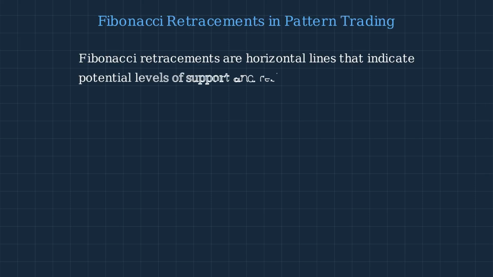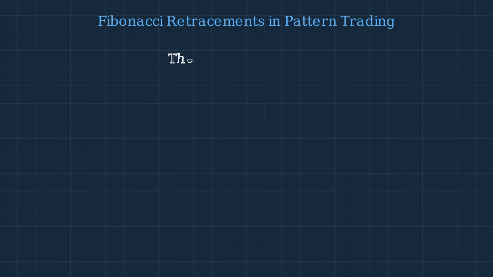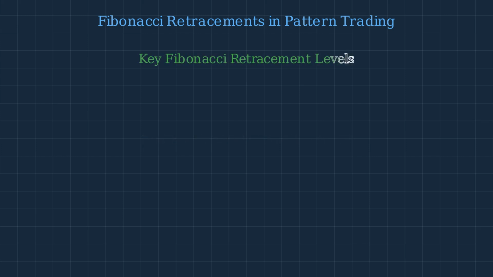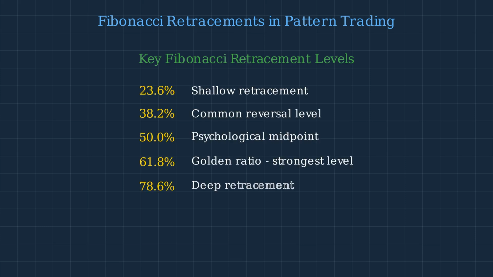Fibonacci retracements identify potential support and resistance levels where price patterns often form. The Fibonacci sequence starts with 1 and 1, where each subsequent number is the sum of the two previous numbers. This mathematical relationship forms the basis for powerful market analysis tools. The most important Fibonacci retracement levels are 38.2%, 50%, and 61.8%. The 61.8% level, derived from the golden ratio, is considered the strongest.